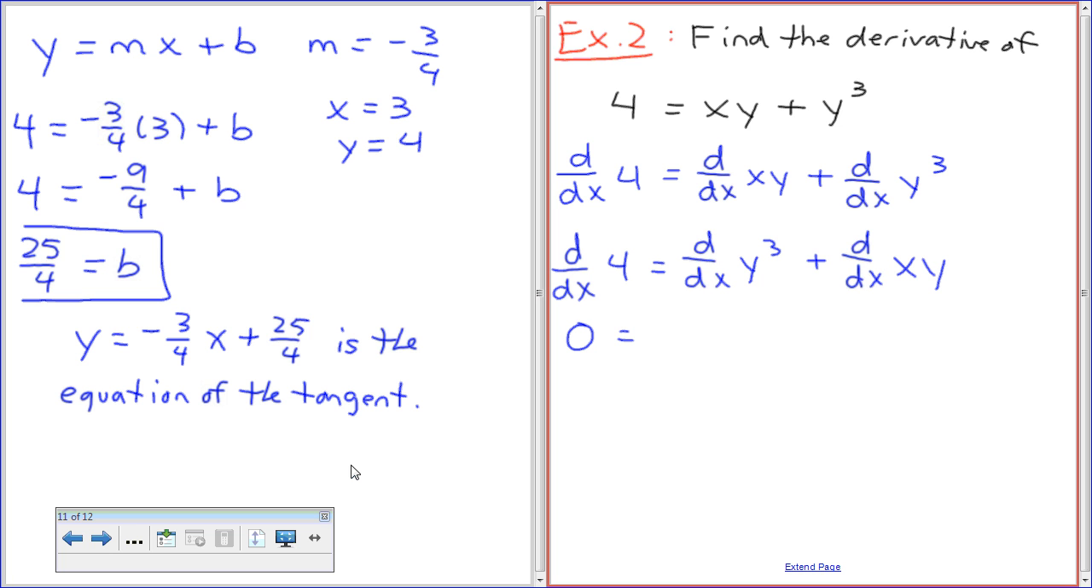Okay, now here comes the tricky part. What's the derivative of y cubed going to be? Go ahead. 3y squared. Good. Times what? Times d over dx. Close. dy by dx.